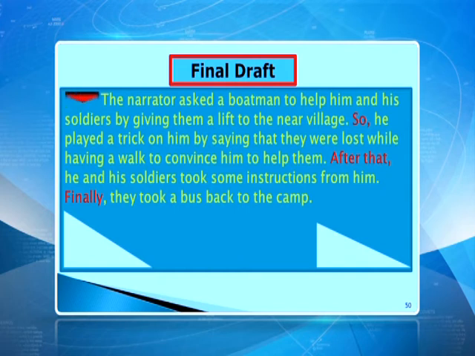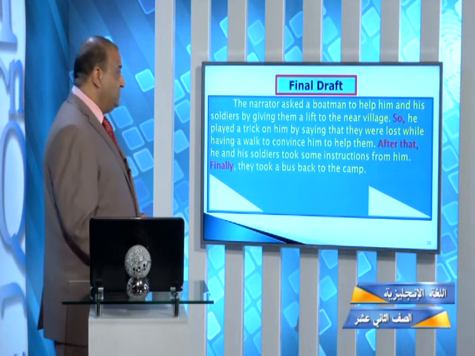The narrator asked the boatman to help him and his soldiers by giving them a lift to the near village. So he played the trick on him by saying that they were lost while having walked to convince him to help them. After that, he and his soldiers took some instructions from him. Finally, they took a bus back to the camp. This is my trial. You can give a better summary making.